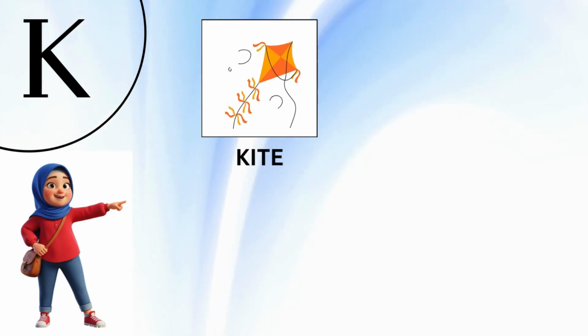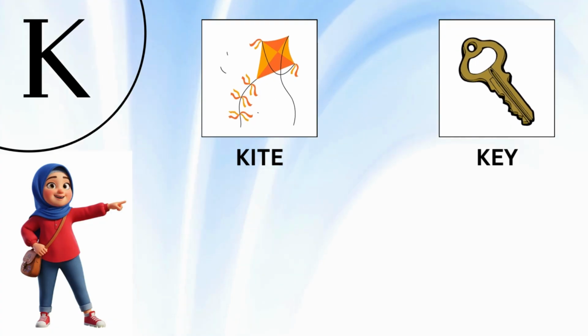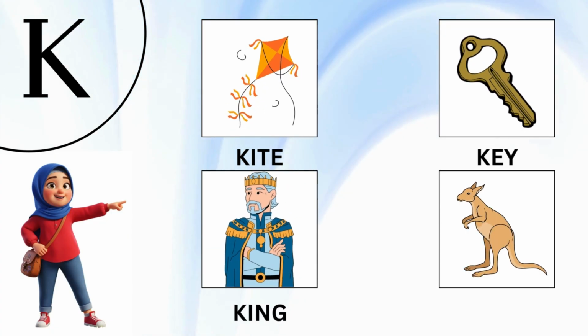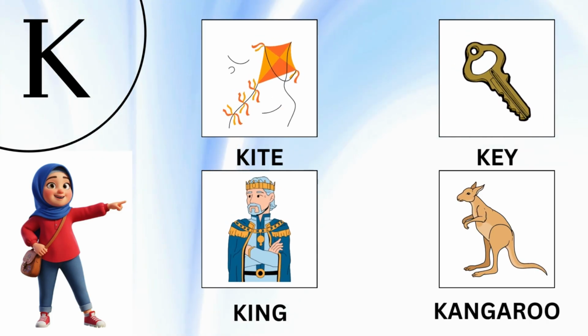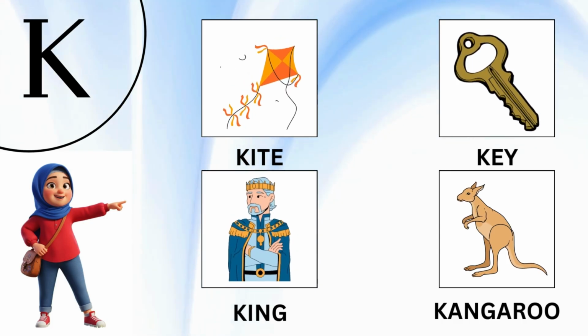This is letter K. K is for kite. K is for key. K is for king. K is for kangaroo. Kite, key, king and kangaroo.